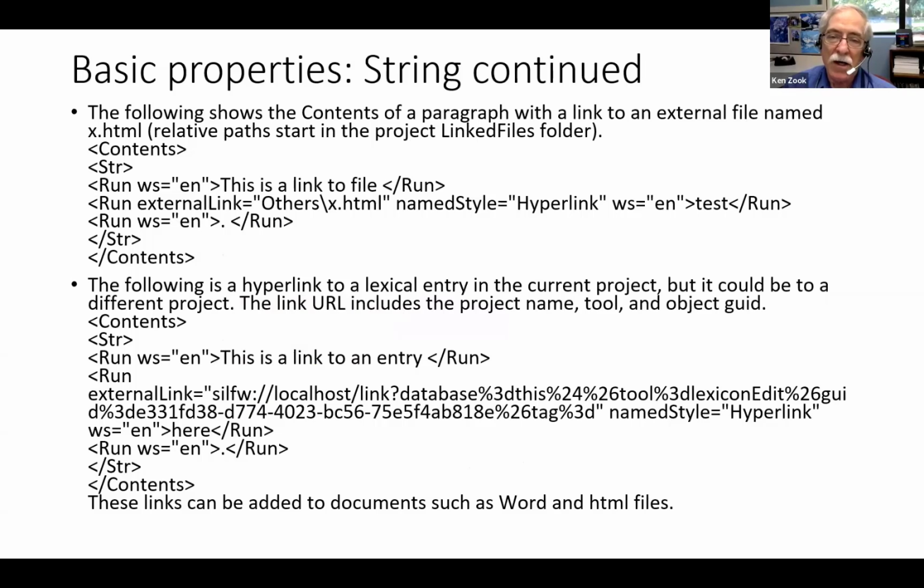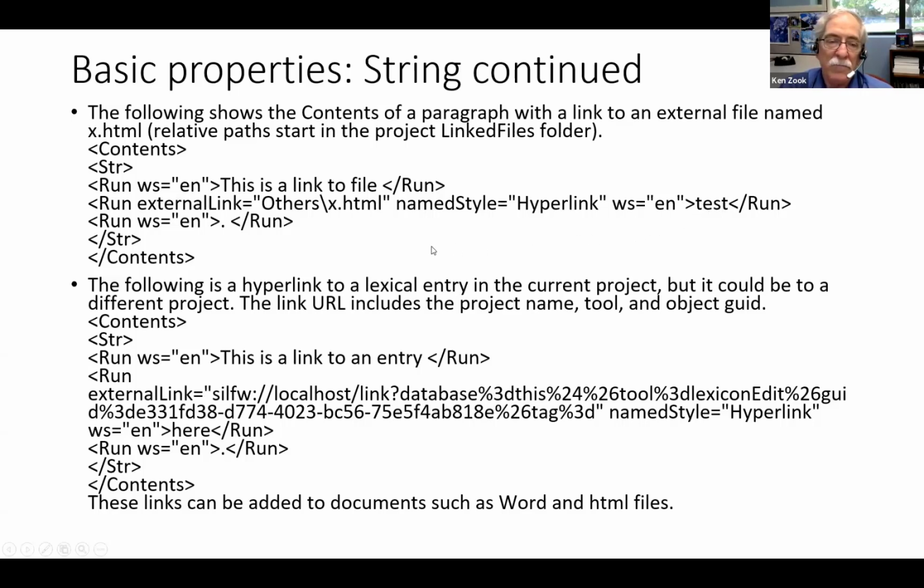The following shows the contents of a paragraph with a link to an external file named x.html. Relative paths start in the project's linked files folder. So in this case, we have a str element that has a run that says "This is a link to a file," and then we have a run with an external link attribute that gives, since it's a relative path, others\x.html.